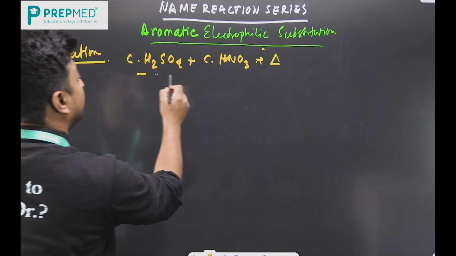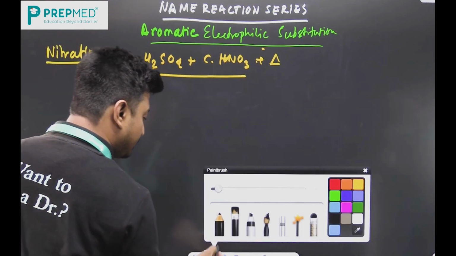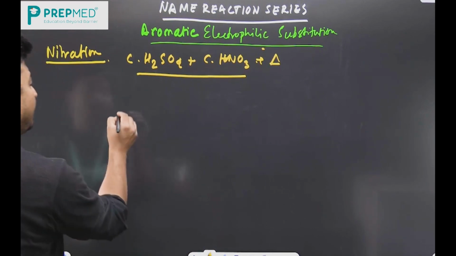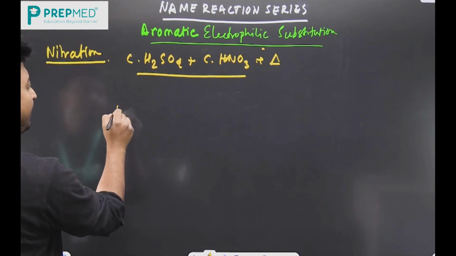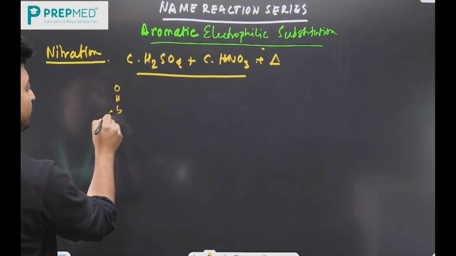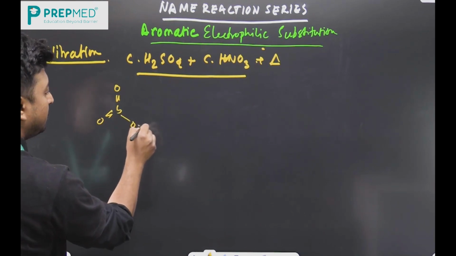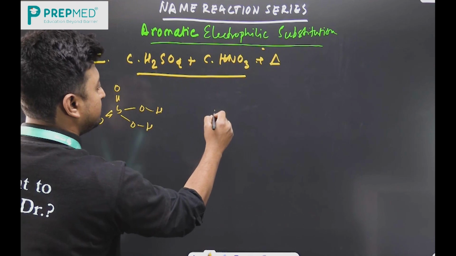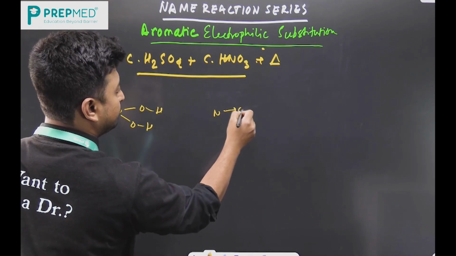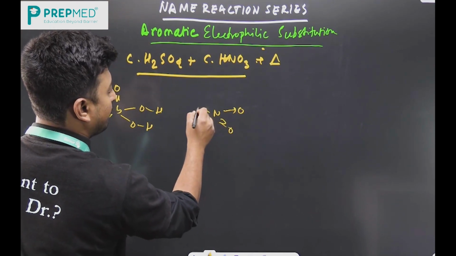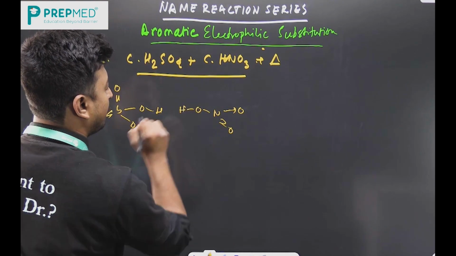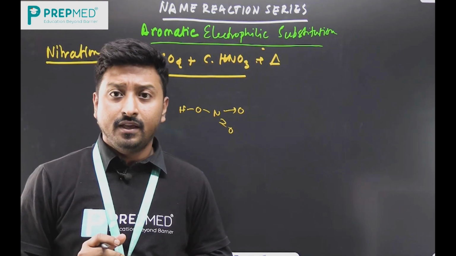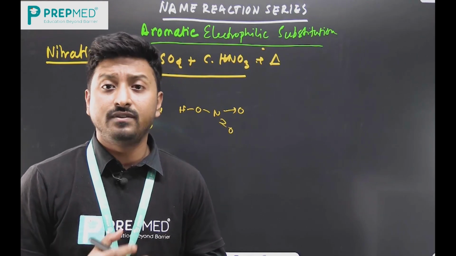Now together what they do, if we look carefully here, this is your sulfuric acid, the structure of H2SO4, and this is the structure of nitric acid. Everyone gets confused about how, when we are mixing two acids, they can react.